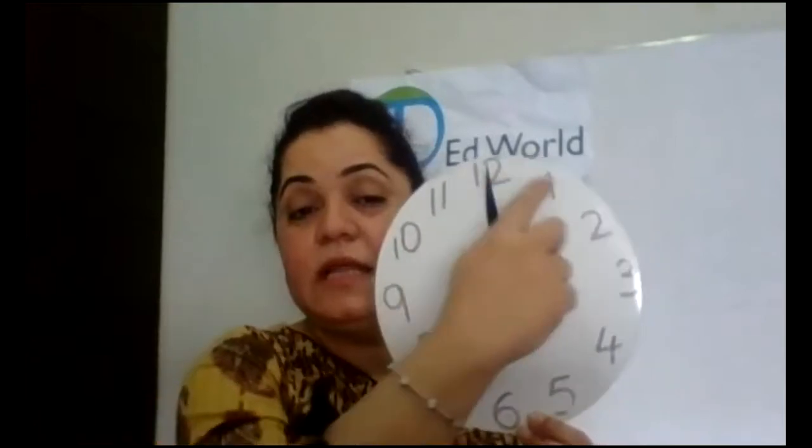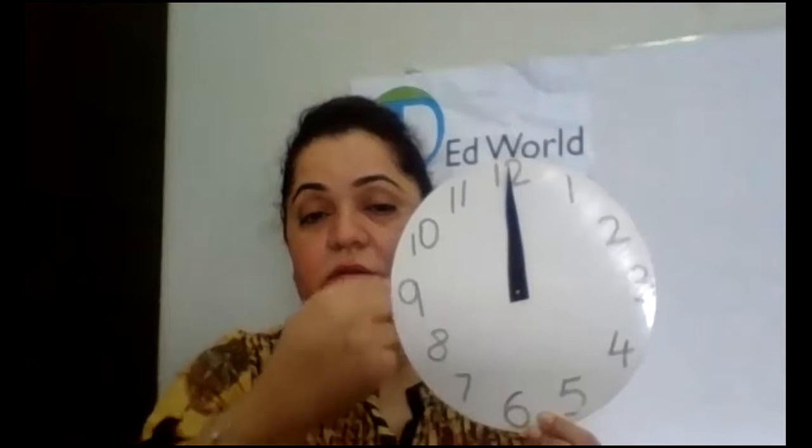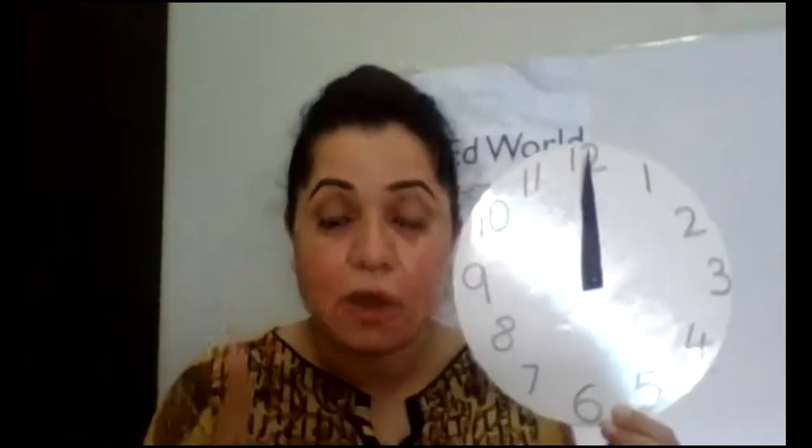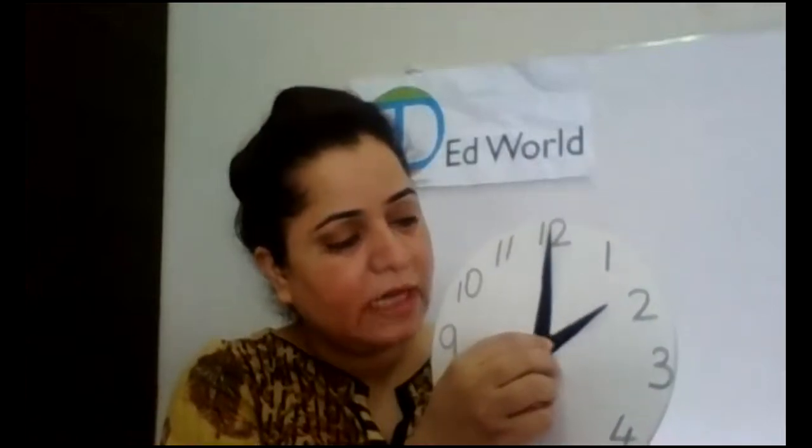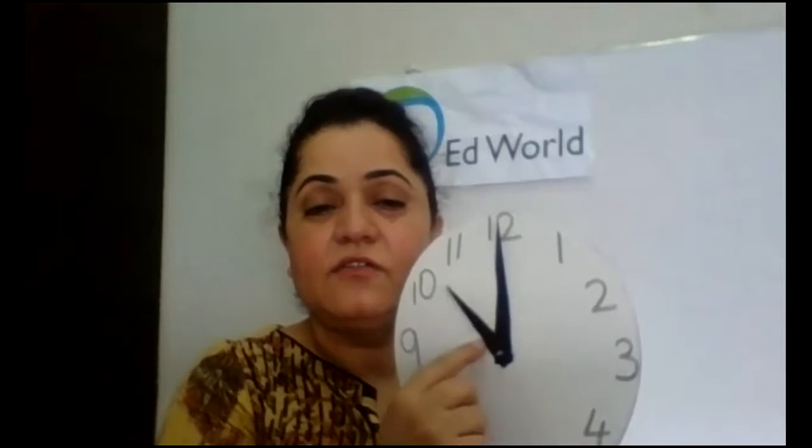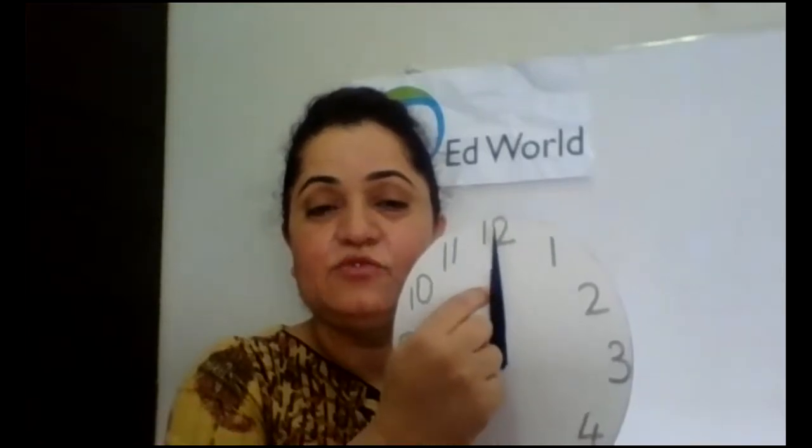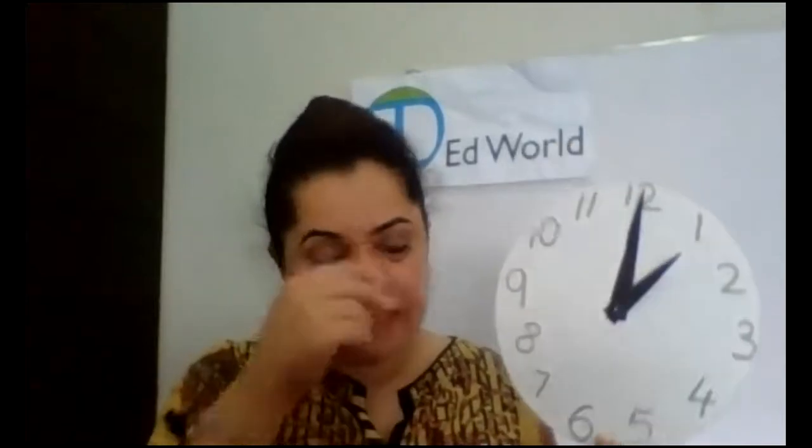Now, when the bigger one has taken the round till here, that is 1 hour, right? We have gone through 1 hour. But if the smaller one has gone through all this, that means we have started from 12 in the midnight till 12 in the afternoon, right? Or maybe from 12 in the afternoon till 12 in the midnight, right? So this is how we are going to explain and tell about the time, right?